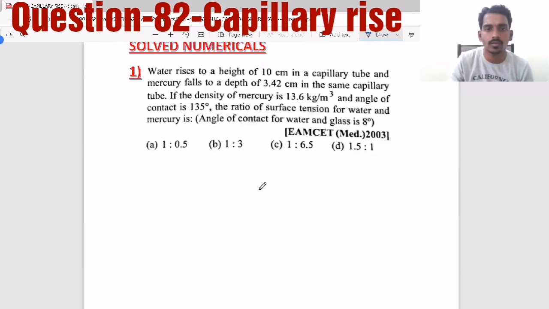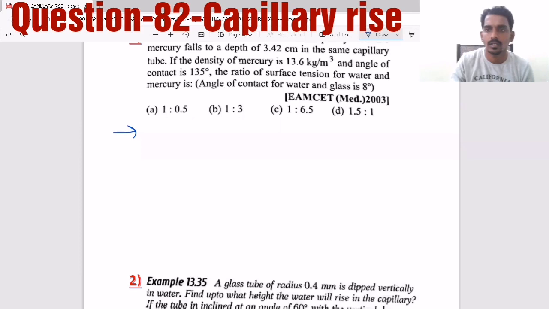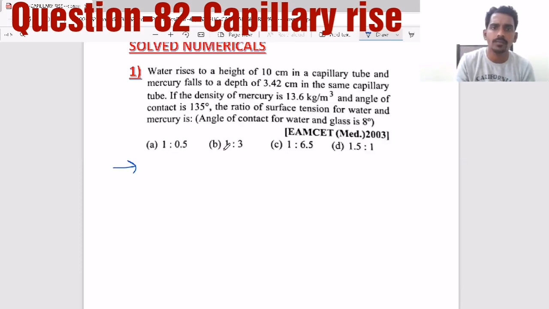Let's see a few questions based on whatever we have studied. Here is our first question: water rises to a height of 10 centimeter in a capillary tube, and mercury falls to a depth of 3.42 centimeter in the same capillary tube. If the density of mercury is 13.6 kg per meter cube and angle of contact is 135, the ratio of surface tension for water and mercury is... See, h equals 2T cos theta by r rho g.